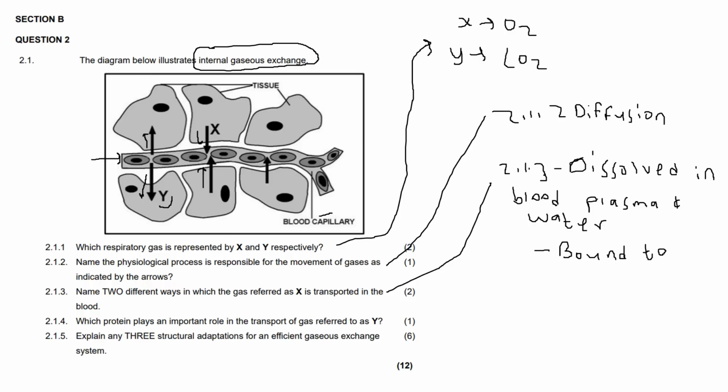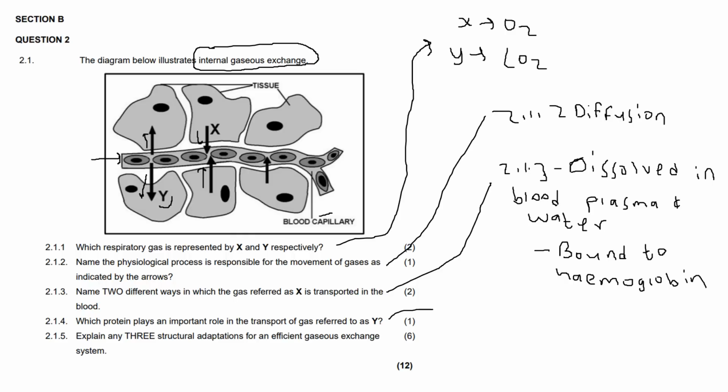So it's bound to what we call hemoglobin. That's how oxygen will be transported in the blood using those two methods. So this would be your two options.